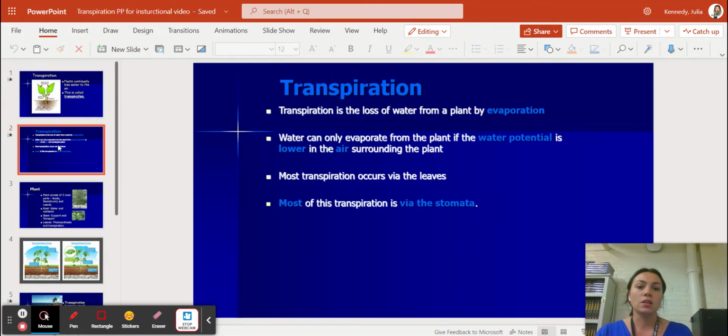So transpiration is the loss of water from a plant by evaporation. Water can only evaporate from the plant if the water potential is lower in the air surrounding the plant. Most transpiration occurs from the leaves, and most of this transpiration is from the stomata, which is a part of the plant.